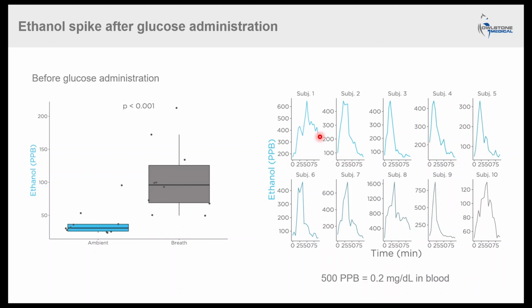And also the width of the spike is quite different between the different subjects, suggesting that this is a very individual response generated by the gut microbiome, which is very well characterized to be highly variable between different subjects.